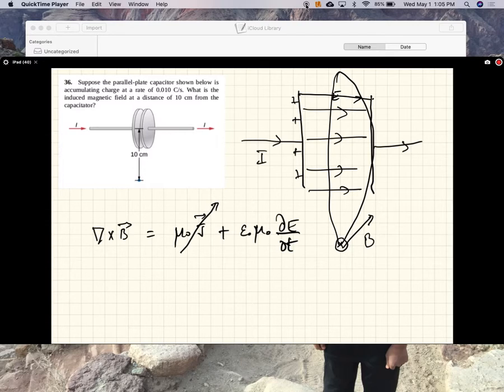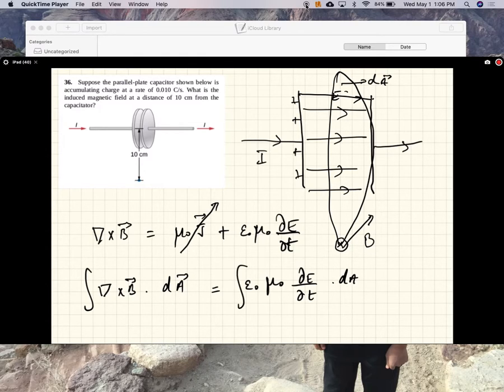Okay. So what we're going to do is use Stokes' theorem. We'll take an integral, and this is the area over which we're taking the integral, dA. I'll draw that over there, and that's equal to epsilon naught mu naught del E by del t dA. So we'll take that integral.